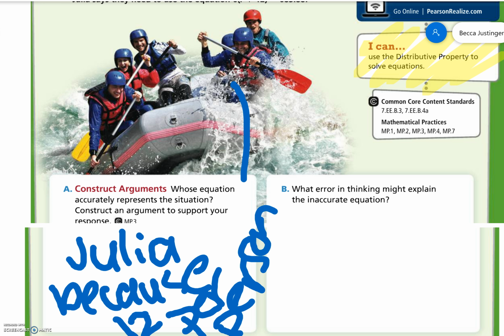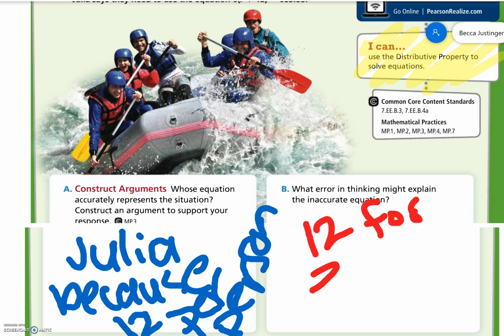Okay, what error in thinking might explain the inaccurate equation? Well, she might have just thought it was $12 for everyone, not per person.